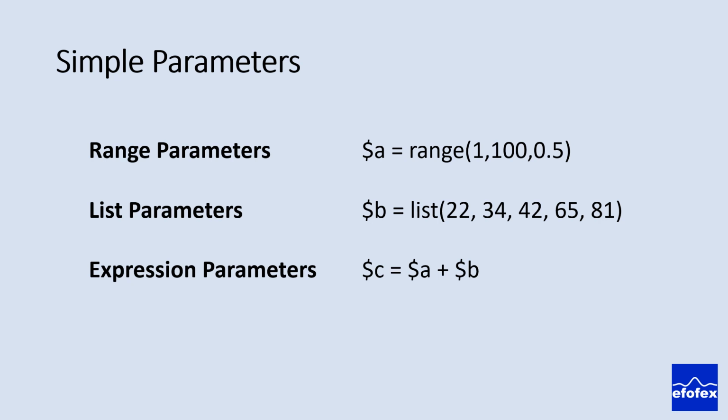Lists are another common parameter type, where you explicitly list the values that your parameter can take. This allows you to be highly selective in the values that you are allowing. And finally, you will use expression parameters, where a parameter is a result of some sort of calculation, typically involving other parameters.